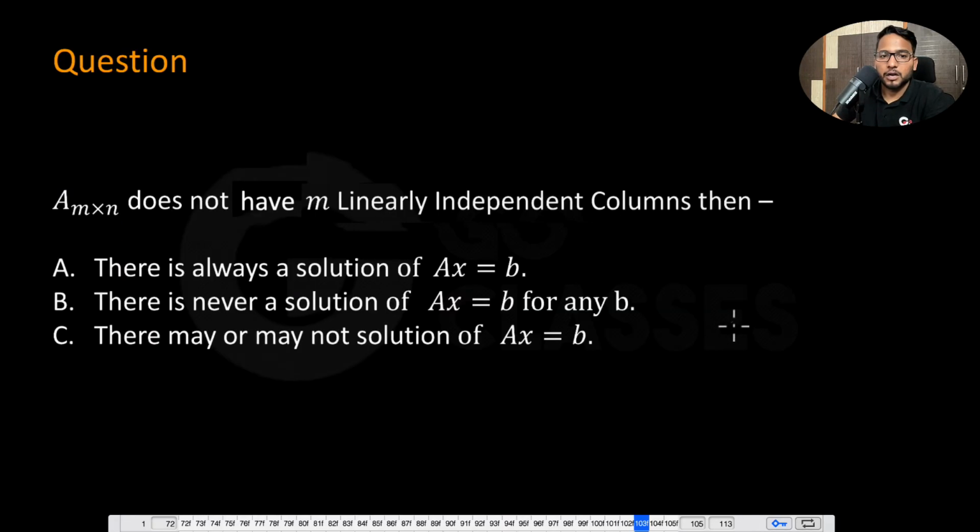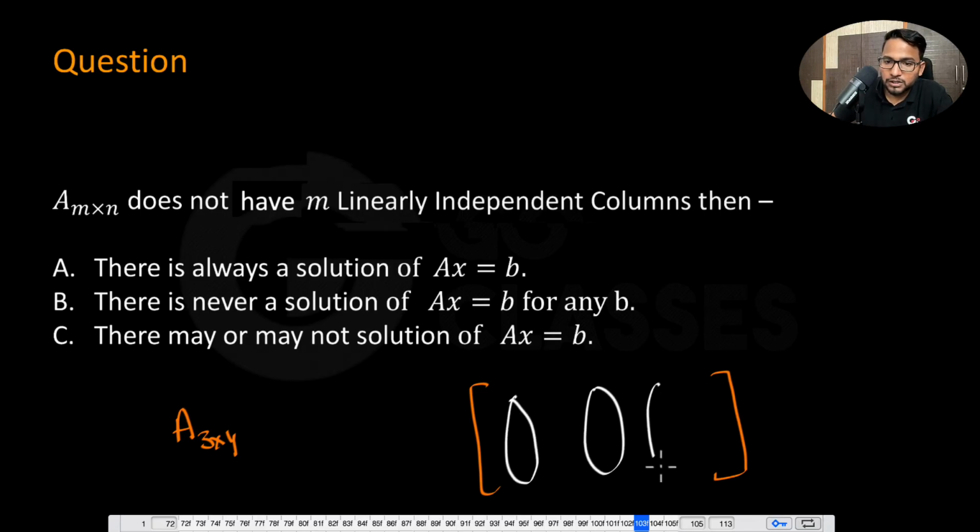Okay. Now let's see the same question in a negation way, which means if A, m cross n, does not have, earlier I was saying it has m linearly independent columns. Now let's suppose it does not have m linearly independent columns. Let me take the similar example: A is 3 by 4, and you have 4 columns here, that I completely agree with you. But in the question they are saying, although you have the 4 columns, you do not have 3 linearly independent columns. Let's suppose only these 2 are linearly independent. These 2 are actually not linearly independent, which means these are dependent on these 2 only. So total there are only 2 linearly independent columns. So that's what is given in the question, right?